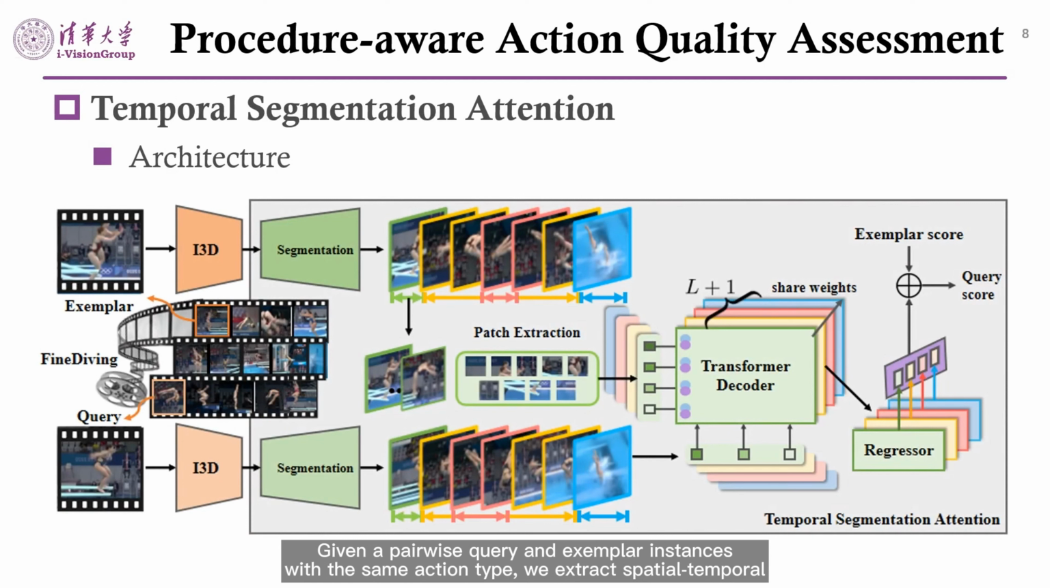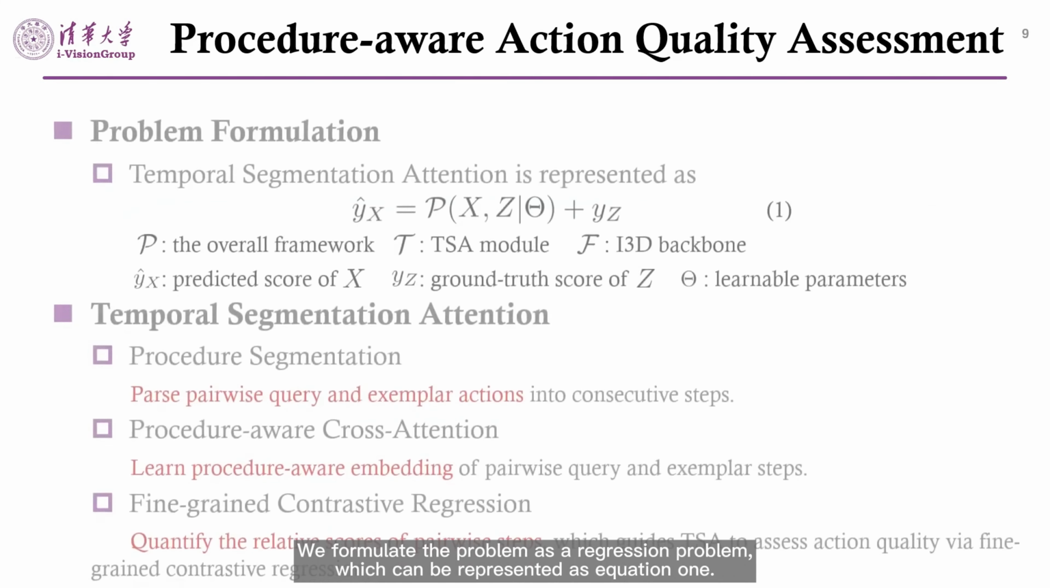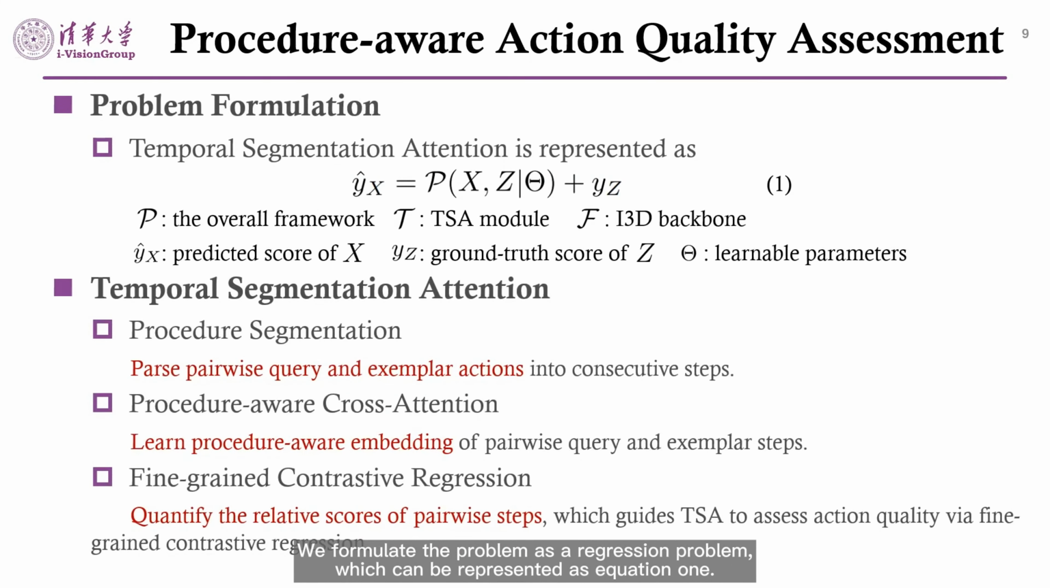Given a pairwise query and exemplar instances with the same action type, we extract spatial temporal visual features with I3D and propose a temporal segmentation attention model to assess the query action quality through procedure segmentation, cross-attention learning, and fine-grained contrastive regression. We formulate the problem as a regression problem, which can be represented as equation 1.